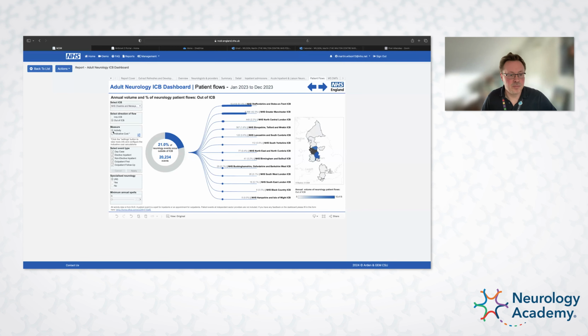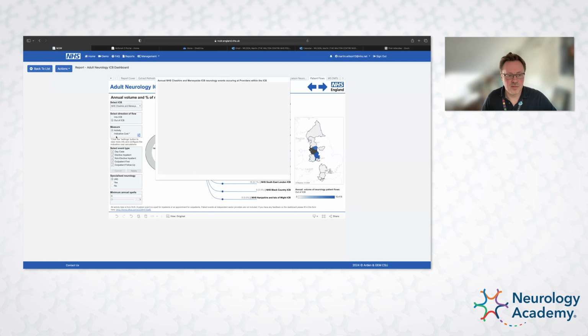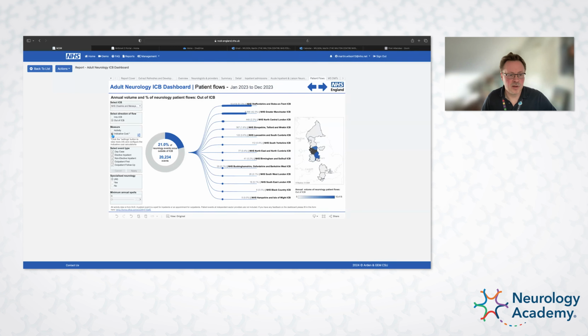This is looking at activity, by the way. You can flip that to look at indicative cost. So this, certainly from a commissioning point of view, shows you the cost of that activity, and therefore you start to think about flow of money and who's paying for these with the new models of finance for ICBs. This is really useful.